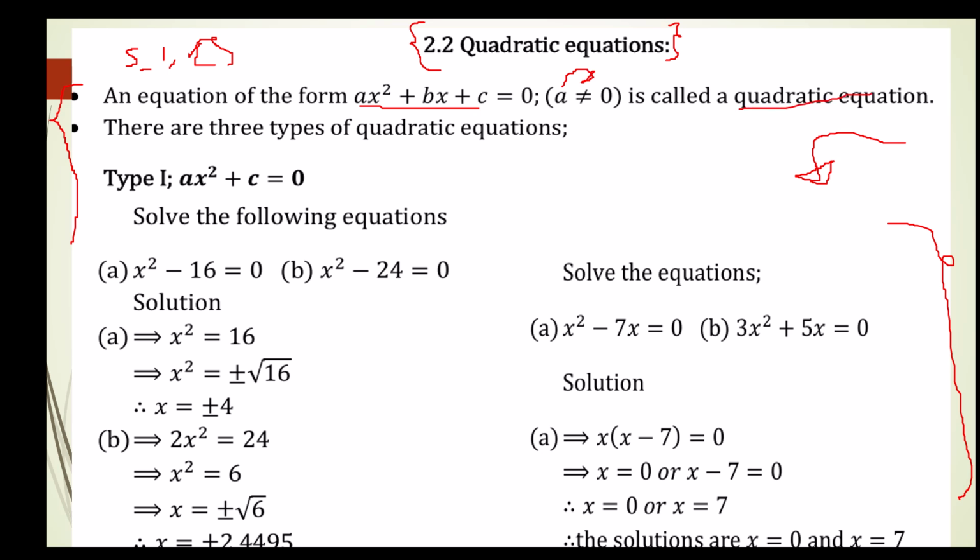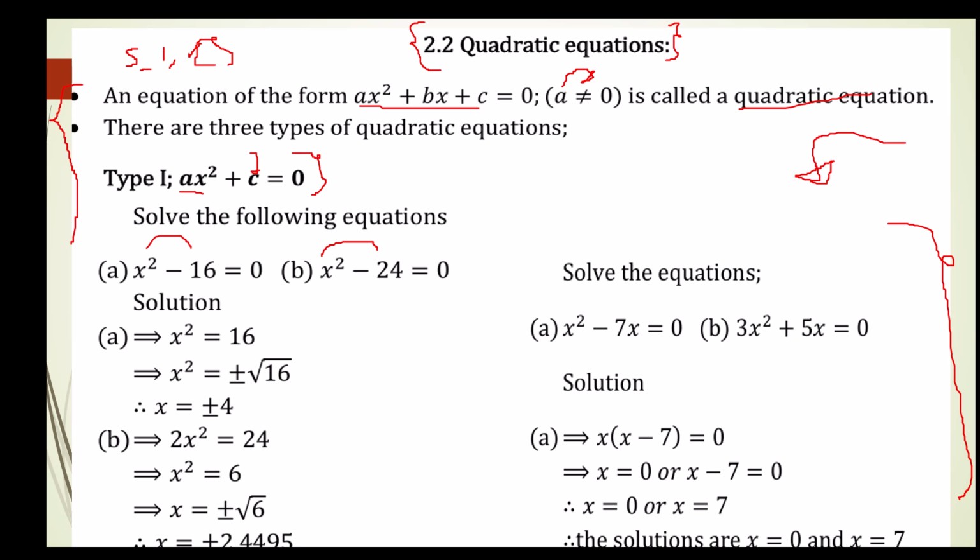Now we're also saying that there are three types of the quadratic equation, and one type we are going to look at is where we have a coefficient of x squared and a constant, without the x term, that is, the coefficient of x being equal to 0. For example, let's solve some of the following equations. If you have x squared minus 16 equal to 0, how can you best solve that? And if you have x squared minus 24 equal to 0, how can you best solve that?